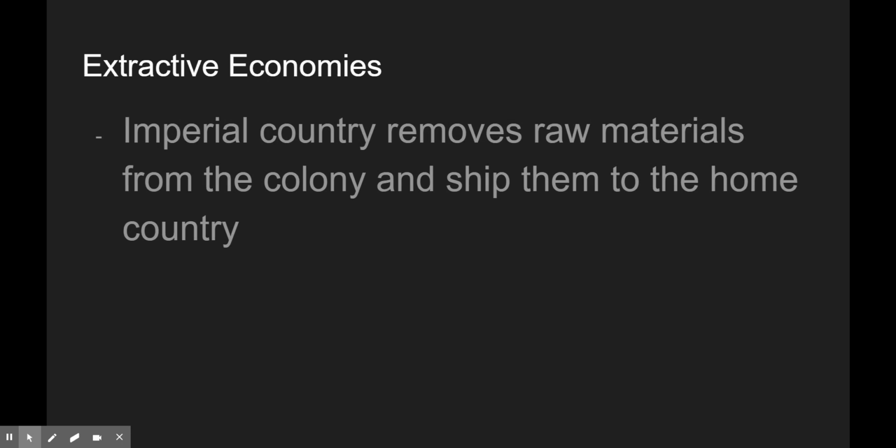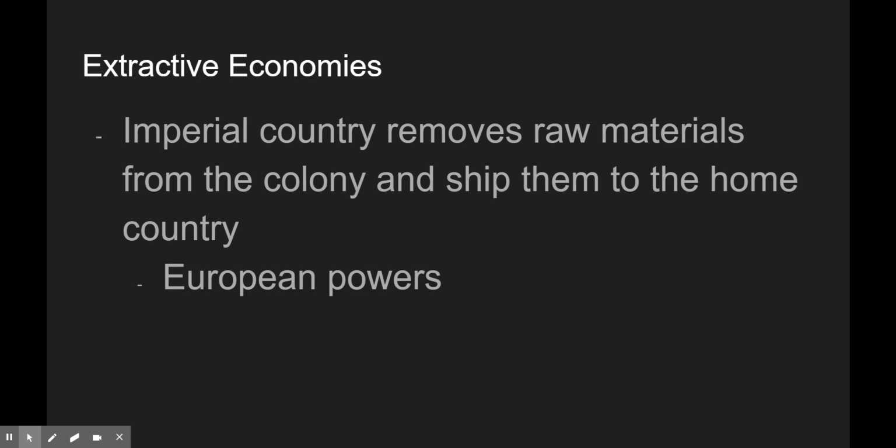Okay, so a couple definitions I want you to also remember is part of the reason why we're doing this. We're following what's become known as extractive economies. This idea is when an imperial or home country, in this case the United States, will remove raw materials from the colony and ship them home, back to the United States. So we have tons of factories in the US, but we're running a little short on certain raw materials, things like rubber, for example. So we're trying to find places where we can get this and then use this raw material in our factories.